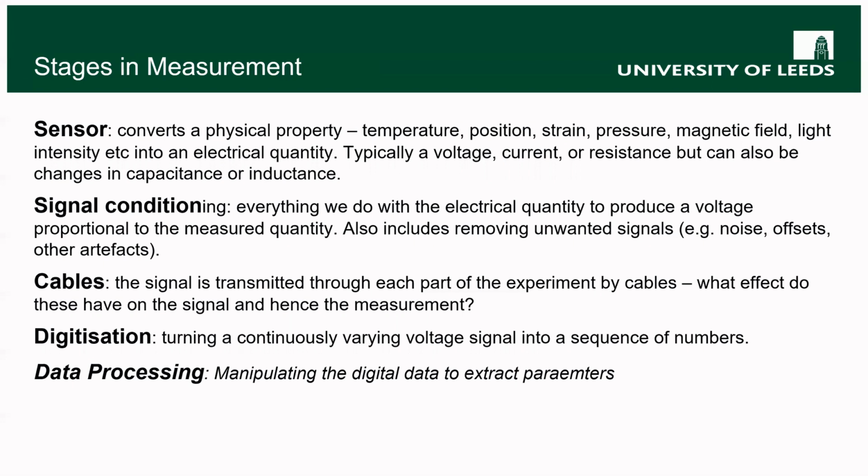The final stage of doing a measurement is the data processing. So manipulating the digital data to extract the parameters you're interested in. And we're not going to talk about that because, of course, that's very specific to each type of experiment you're doing. But of course, some of the things you do in data processing are exactly what we were teaching in Computing 2 last year.